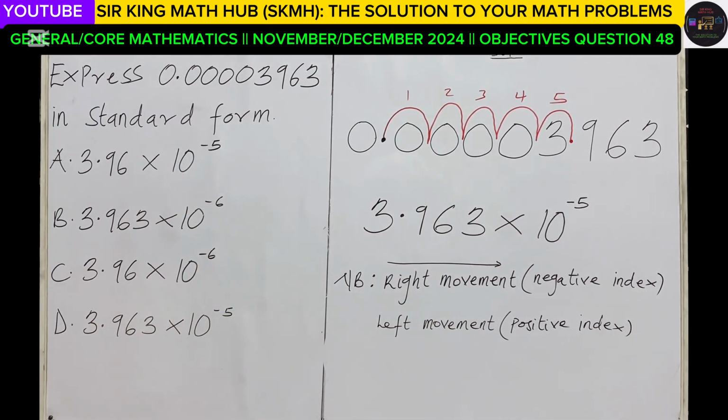So with this, what should be the right answer? So from the alternatives, the right answer is option D.